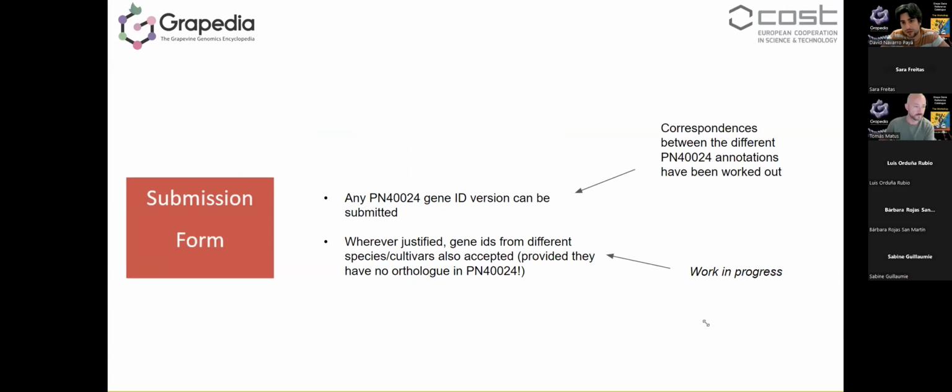The correspondences between the reference genome IDs have already been worked out, although we are still working towards correspondences between different cultivars, since the same method cannot be used, as the genome differences between cultivars are obviously much higher than what we find between assembly updates.